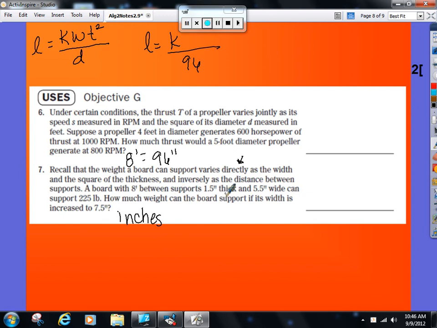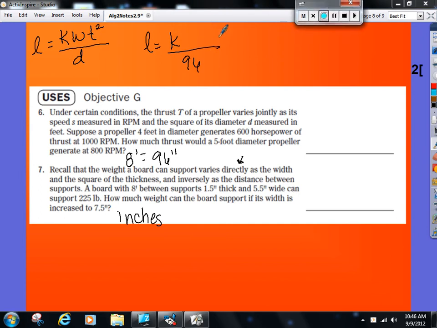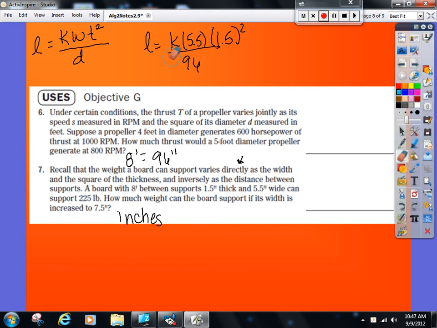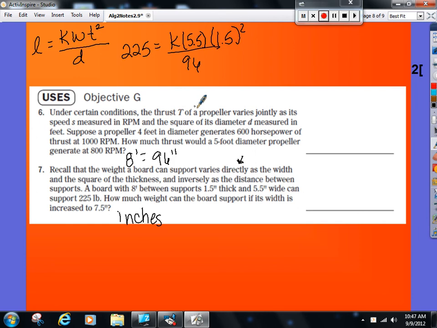Equals, this is 96, 1.5 inches thick, so 1.5 squared, thickness was squared, and 5.5 inches wide. That's 5.5. Can support 225 pounds, so I should have 225 here. Let's figure out what K is. Okay, this one's one of those yucky ones again. Let's multiply both sides by 96. 225 times 96.